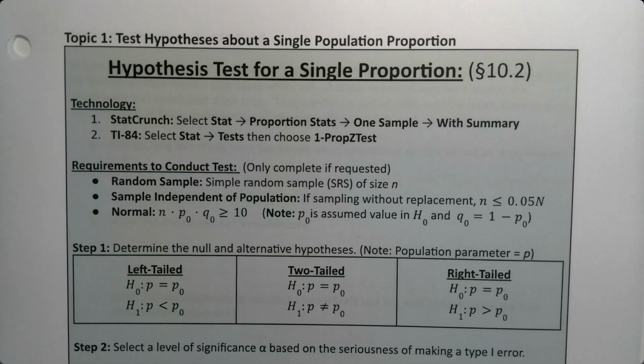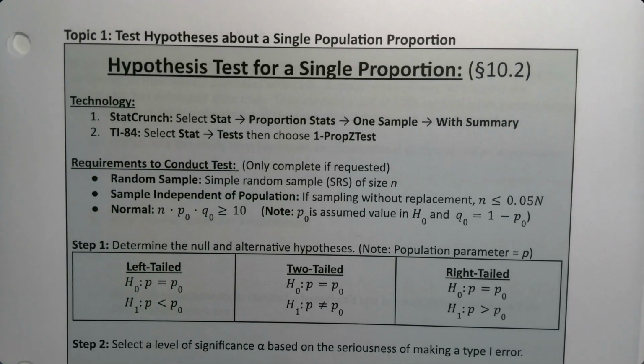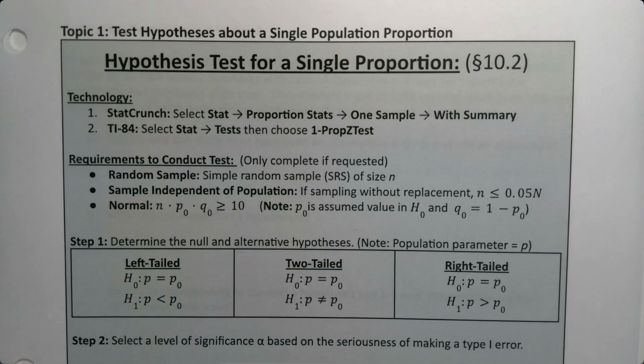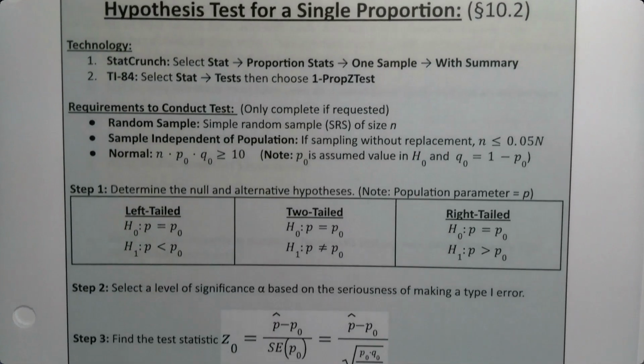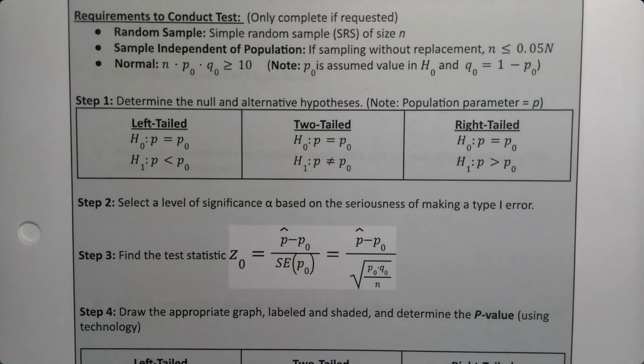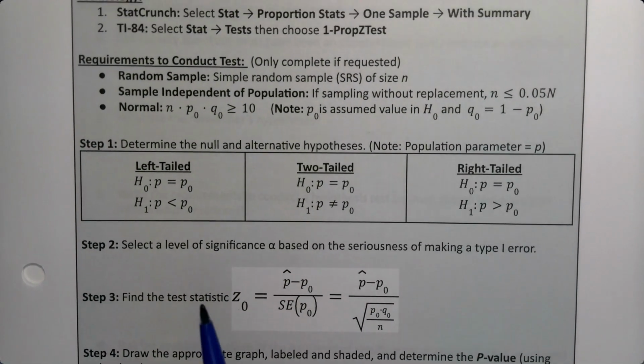Now that we know the basic idea behind hypothesis testing, it's time to put our plan into action and actually run a hypothesis test. This is the first hypothesis test we're going to learn, which is the hypothesis test for a single proportion. This sheet is a reference sheet that we'll use to run the test, and it's available also in the exam notes packet.